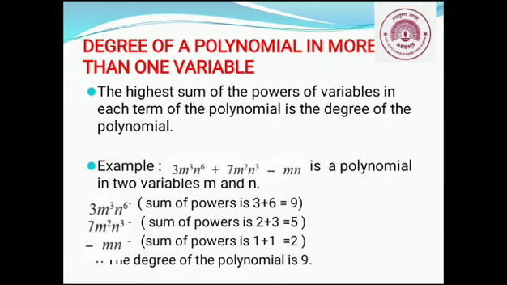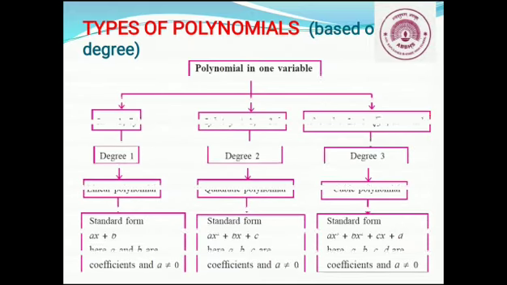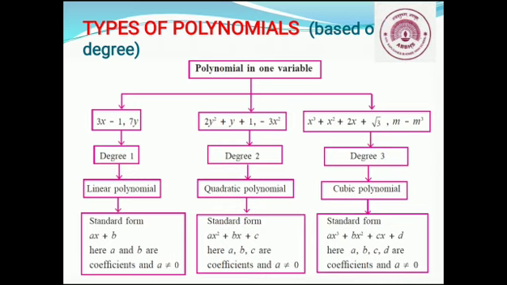Types of polynomials based on degree of polynomials in one variable. If the degree of polynomial is 1, it is called a linear polynomial. Example, 3x minus 1, 7y. Standard form of linear polynomial is ax plus b, where a and b are coefficients and a is not equal to 0. If the degree of a polynomial is 2, it is called quadratic polynomial.